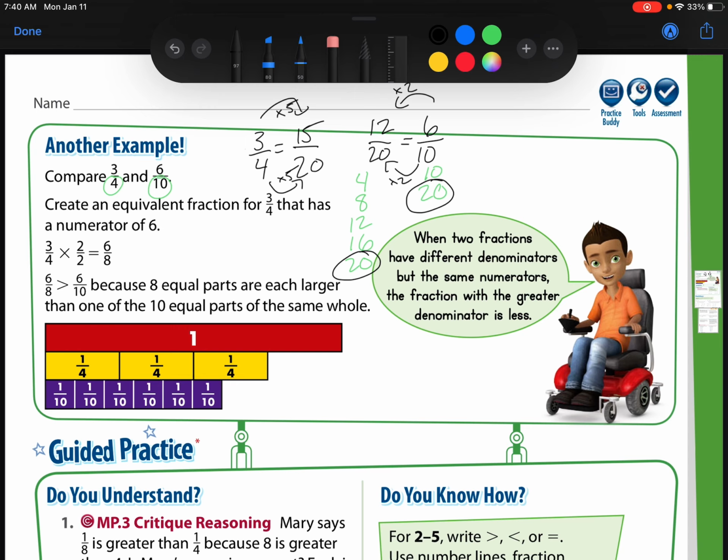So what do we need to do? Well, now we see that 15/20 is larger. So we can do this part right here and use fraction strips as well, but this is the method that we're going to be focusing on.